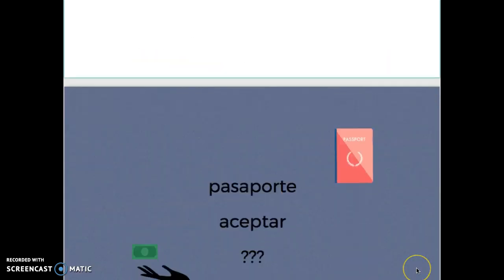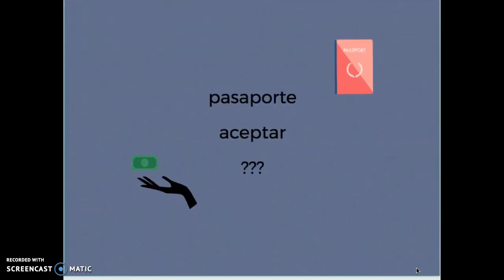Can you guess the word meaning pasaporte in Spanish and its translation in English? Right, passport. What about aceptar? This one is a verb in its infinitive form, which we know by the AR ending. Did you guess accept? If so, you're correct.